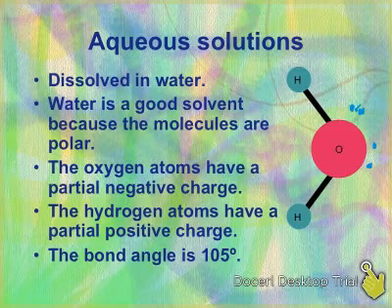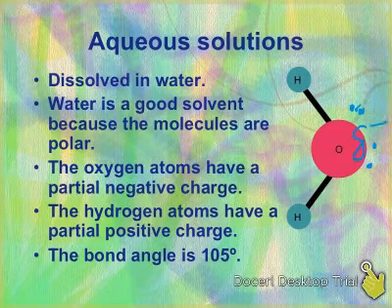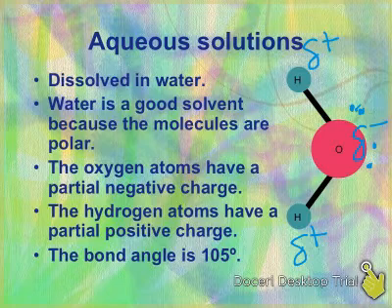So now, if you look, what kind of charge do you think we're going to have on oxygen with all those electrons? This end is going to be slightly negative. What kind of charge do you think the hydrogens are going to have then? They're going to be slightly positive. Okay, and if you notice, it has this bent shape.